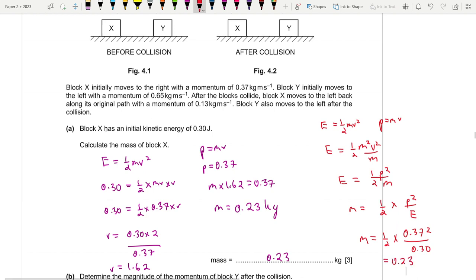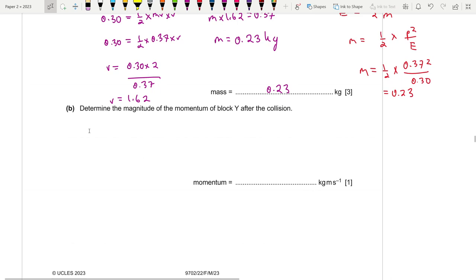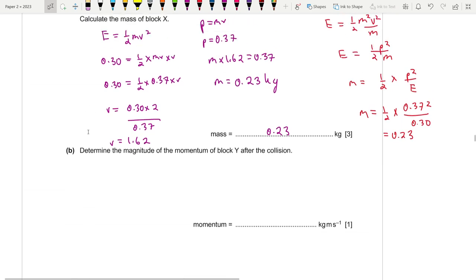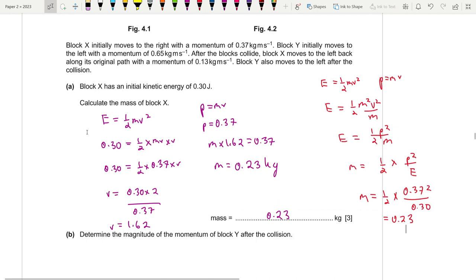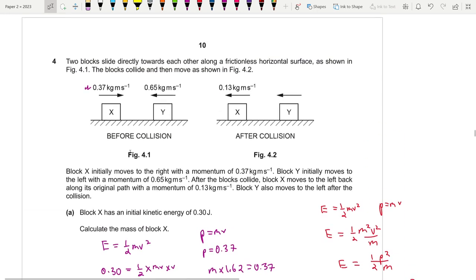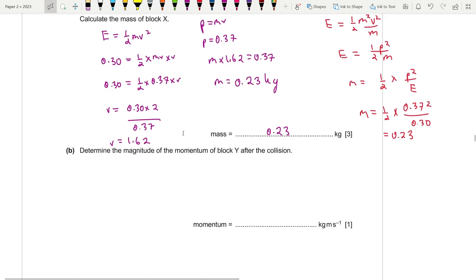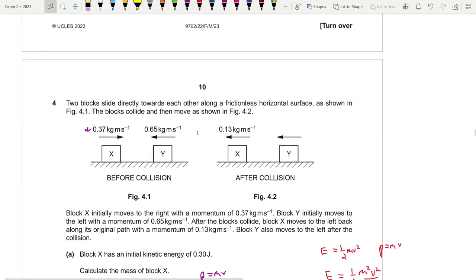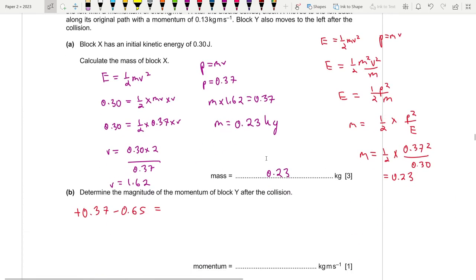Okay, works. Determine the magnitude of the momentum of block Y after the collision. Okay, so momentum has to be conserved. You guys know that, right? So what's the initial momentum? Plus 0.37 minus 0.65, right? So plus 0.37 minus 0.65 is equal to, what's the net final momentum? Minus 0.13 plus final momentum of P. So they actually want the magnitude over here.